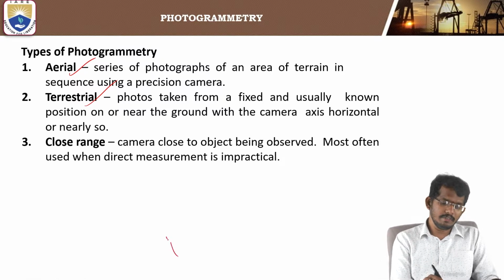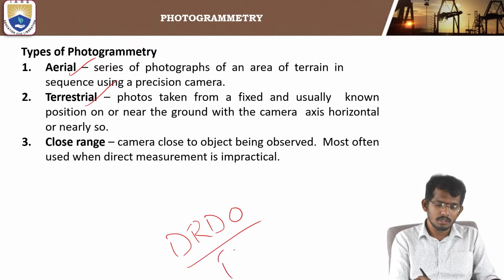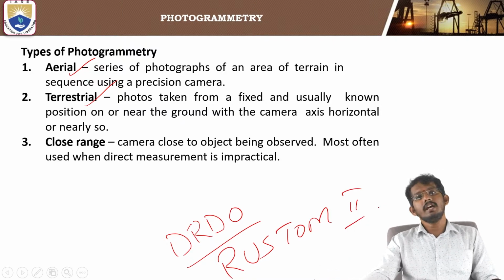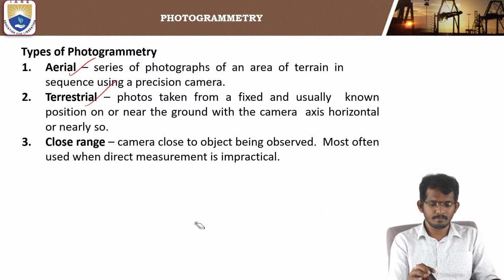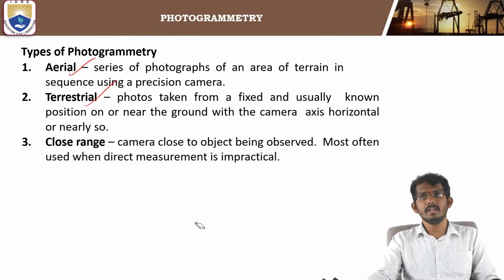DRDO has launched an airborne vehicle called Rustom 2 for the purpose of aerial photogrammetry. A series of photographs of an area of terrain is taken in sequence using a precision camera. Aerial photogrammetry is a method where photographs are captured using airborne vehicles by overlapping the previous image by 60 to 70%.